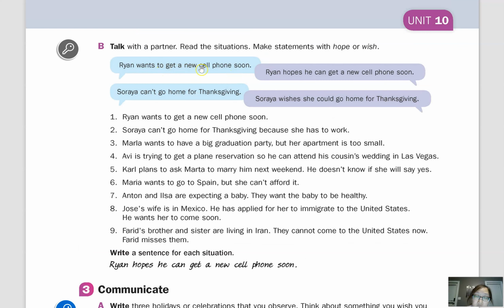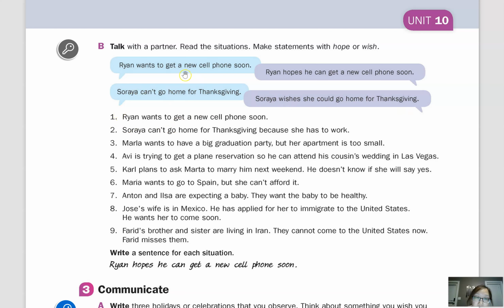Ryan wants to get a new cell phone soon. Okay, so another way to say this is to use hope and say Ryan hopes he can get a new cell phone soon. Okay, and then Soraya can't go home for Thanksgiving, but she wants to. So in this case, since it's not possible, we use wish. Okay, so Soraya wishes she could go home for Thanksgiving. Okay, so these sentences are numbers 1 and 2.